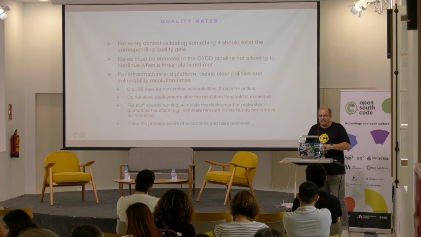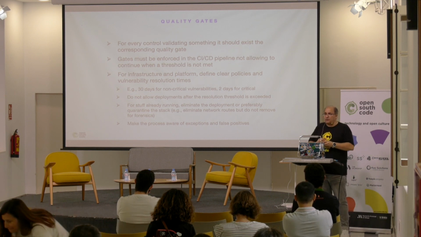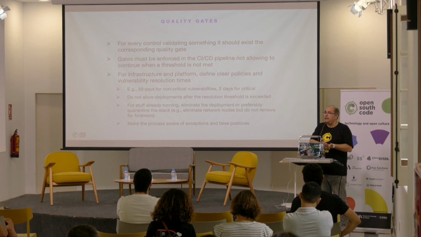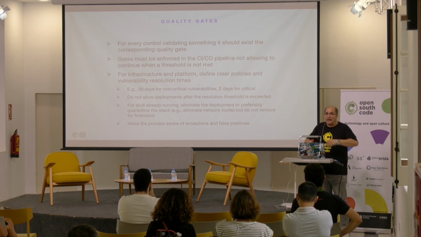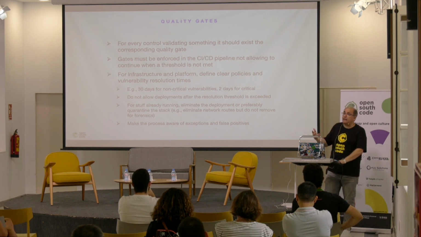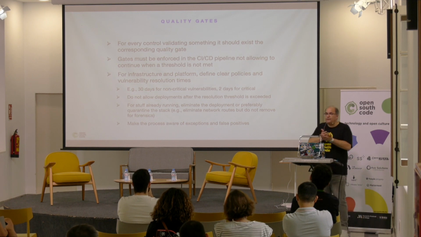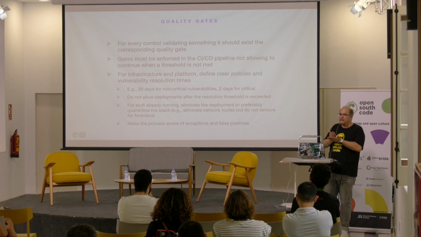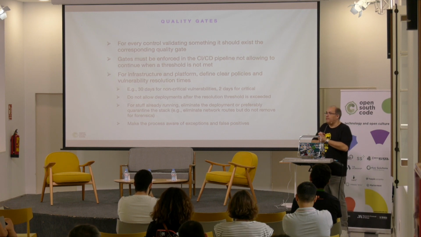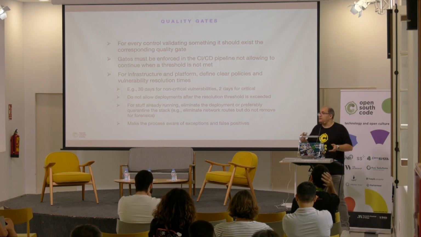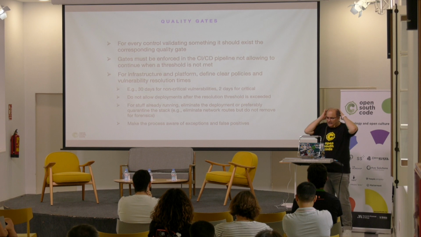For infrastructure and platform, you also need to be very aware of which levels of tolerance you have. As I mentioned before, you may have a new vulnerability right now but don't have a fix. So what do I do? I don't push any other change to production. So define things like, for example, for non-critical vulnerabilities you give 30 days to fix them, and 2 days for a zero day. You need to, at some point, accept some risk, because if not, you may find that you're blocked from pushing a needed change to production. But of course, do not allow deployments when this threshold, this tolerance, has been exceeded, okay?